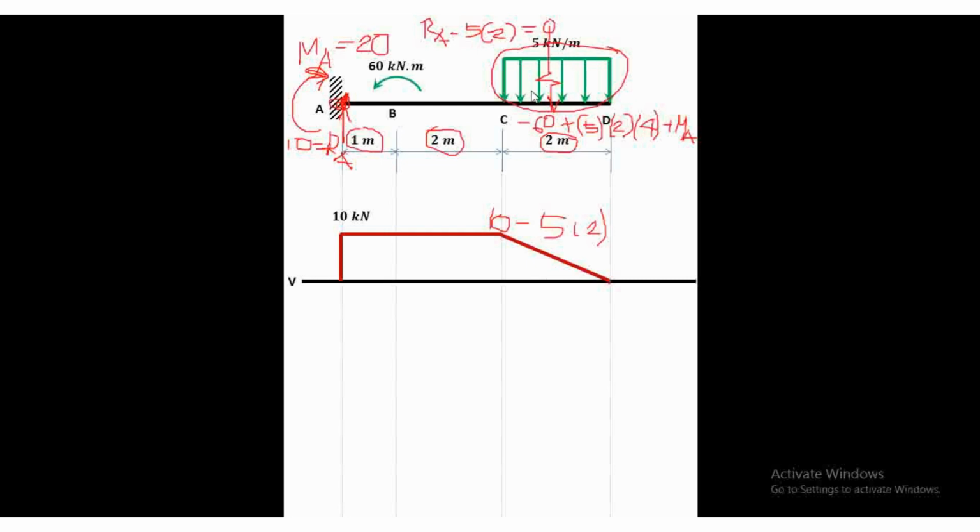Take note, dito sa may load diagram, this is a 0 degree curve. Pagdating kay shear, naging 1 degree curve. Okay? Ganyan ang shear diagram ko. Now, if I'm going to draw my moment diagram, ang moment diagram, nakadepende siya dun sa may shear diagram. So, between A to B, ang shear ko is itong rectangle na to. That is 10 times 1, 10.